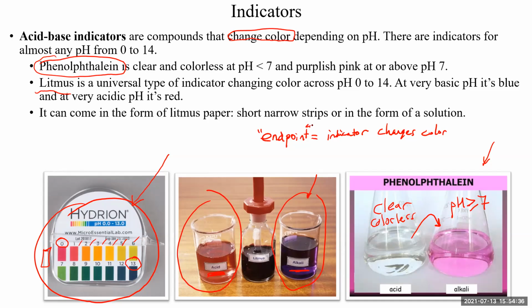The endpoint does not necessarily coincide with the equivalence point. Now for phenolphthalein, it does. But for litmus paper or litmus solution, clearly it doesn't, because it can go through all of these different pH changes. Not one of them, except for maybe the one at pH 7, would be the equivalence point. Okay.